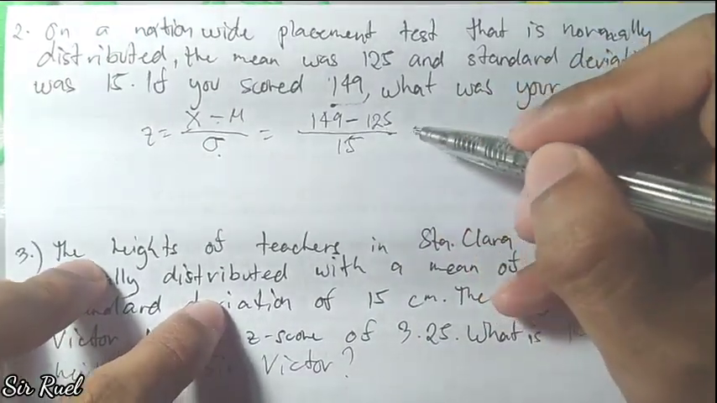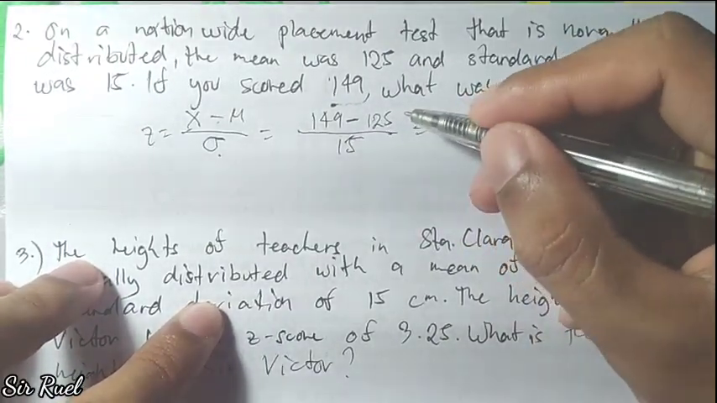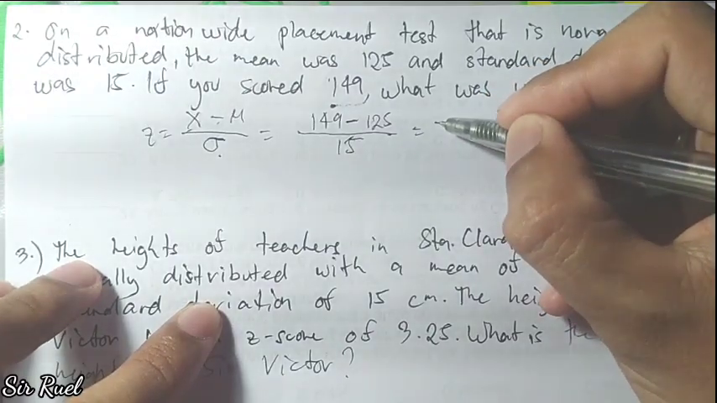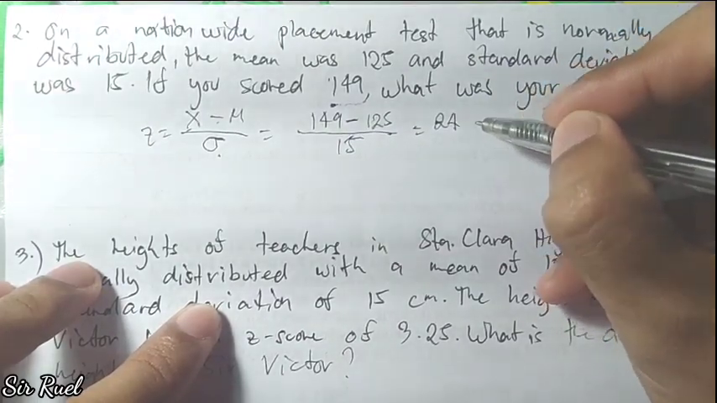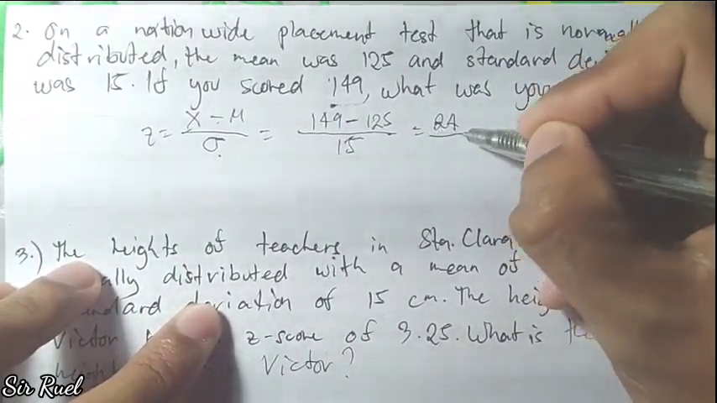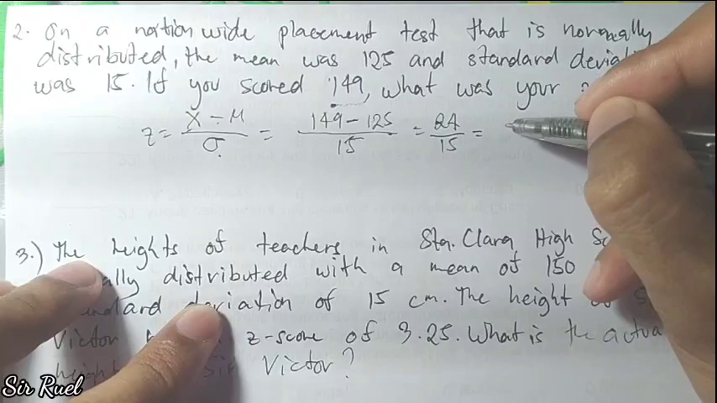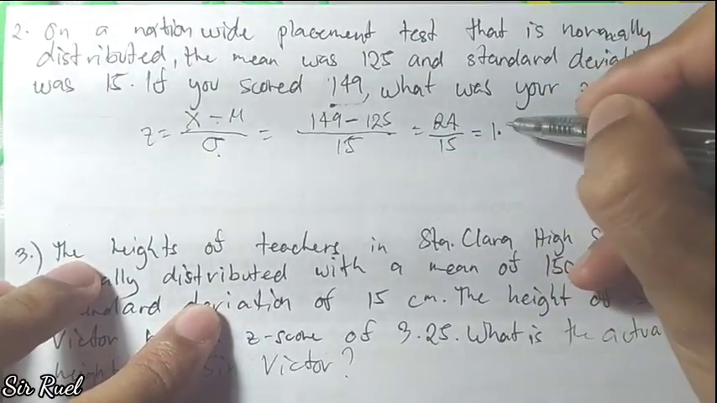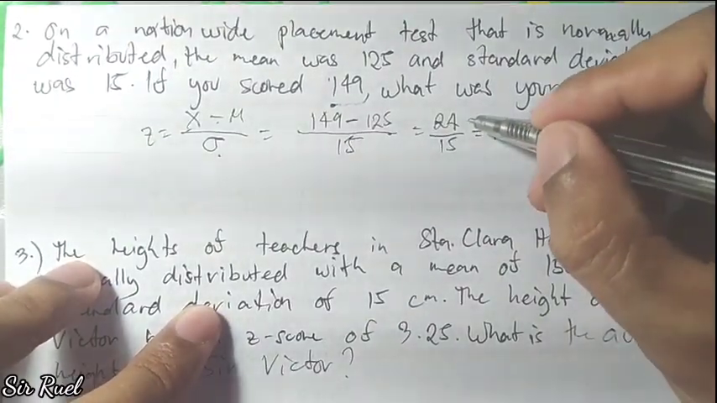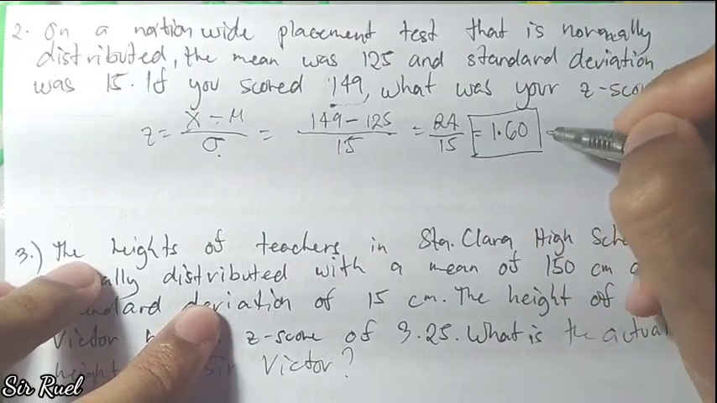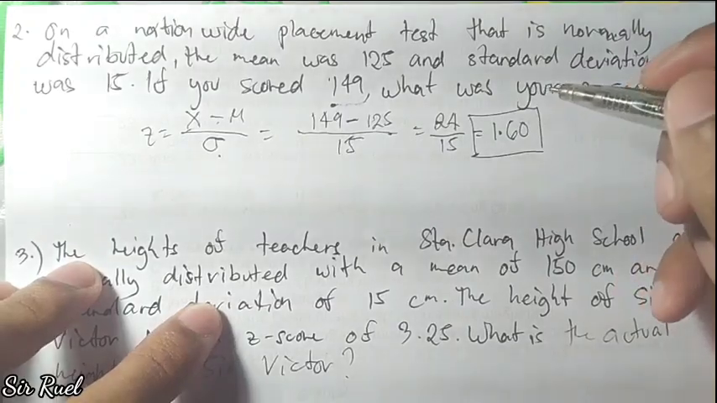Next, 149 minus 125 is ilan nga ba yung sagot dito? Yes, positive 24. So positive 24 over 15. 24 divided by 15 is equal to 1.60. Okay, so this is the corresponding z-score if you scored 149.